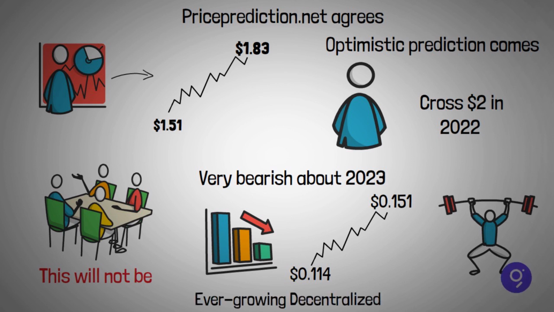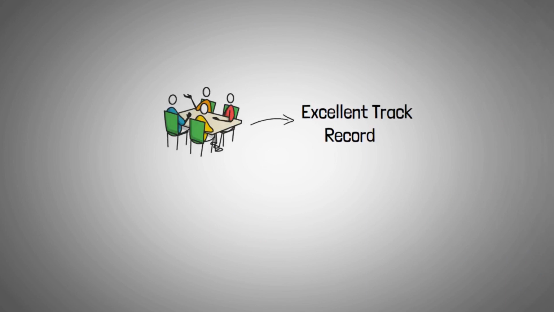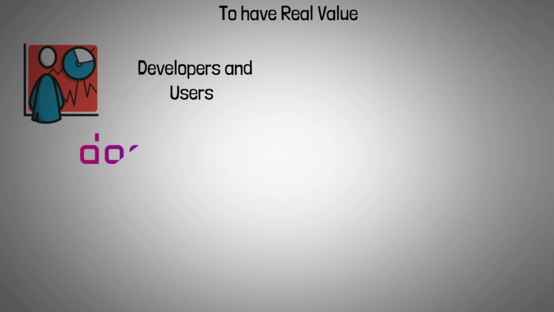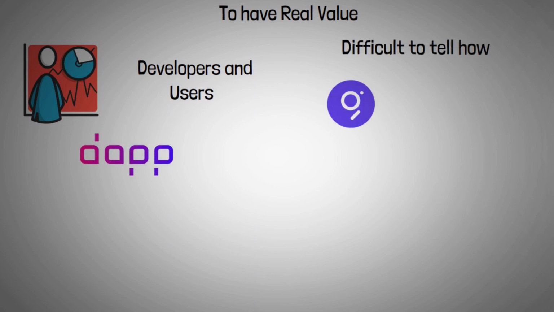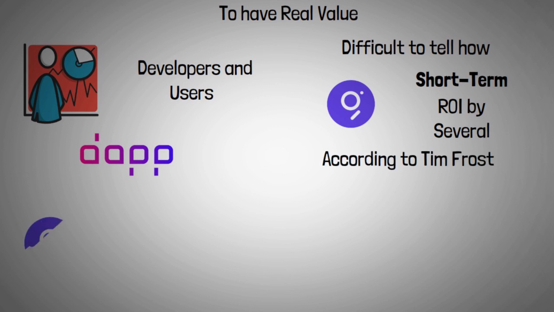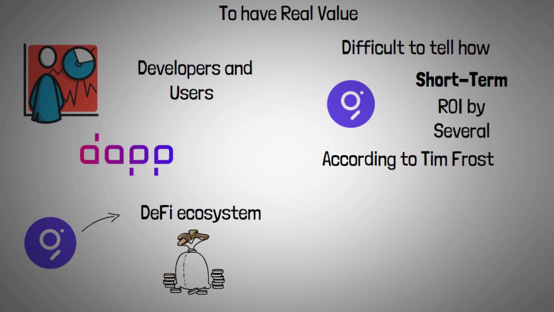The Graph has a lot of potential to grow and become a key player in the ever-growing decentralized data industry. The project team has an excellent track record and is committed to making this idea come to life. For GRT tokens to have real value, The Graph needs strong adoption from both developers and users of decentralized applications built on top of the platform. It's difficult to tell how GRT will perform in the short term, but long-term investments could increase your ROI by several folds. According to Tim Frost, the founder of Yield App, The Graph's critical role in the DeFi ecosystem makes it a potentially valuable investment.